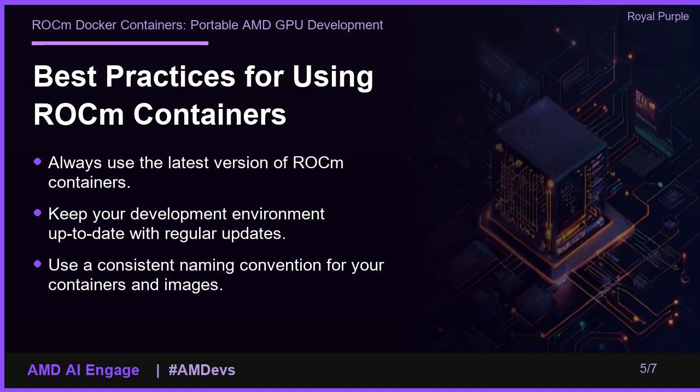To get the most out of ROCm containers, it's essential to follow best practices. By using the latest versions, keeping your development environment up to date, and following a consistent naming convention, you'll ensure smooth development and deployment of your AI projects.